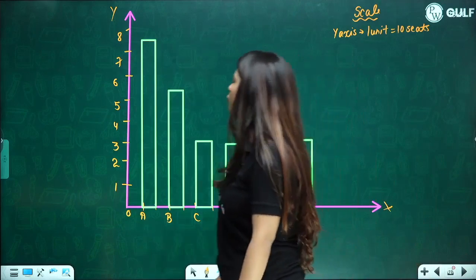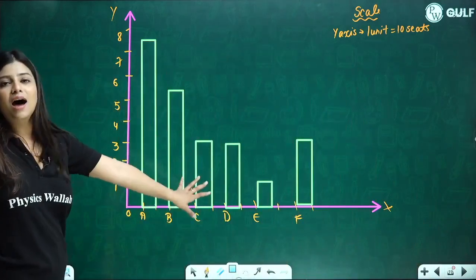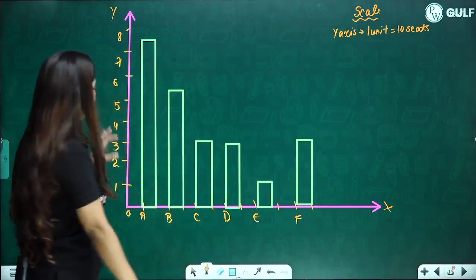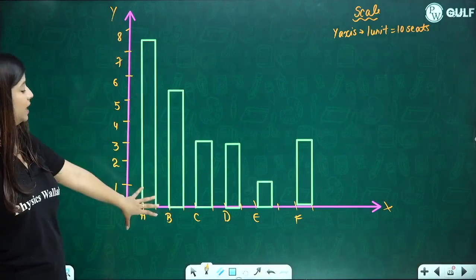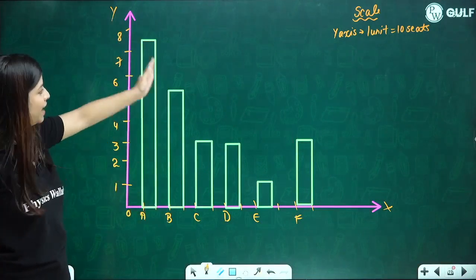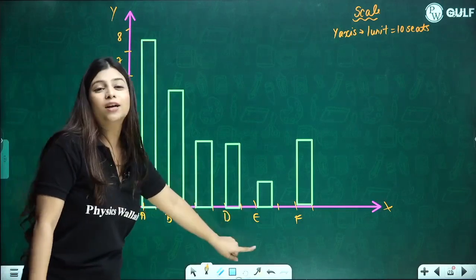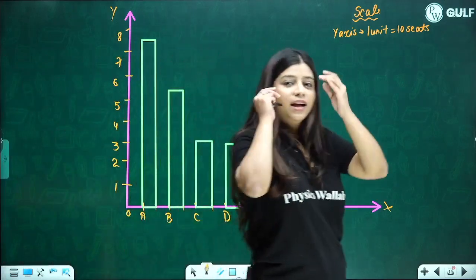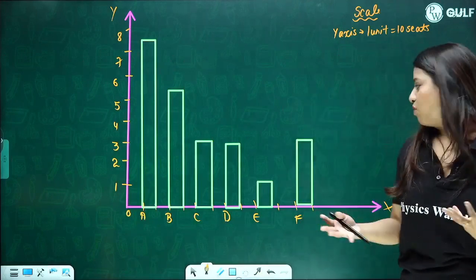So this is how we can draw, and from the graph it is very clearly visible that party A got the maximum seats, party B got less than A, then party E got the least number of seats, and we can come to a conclusion. So this is how we draw a graph.